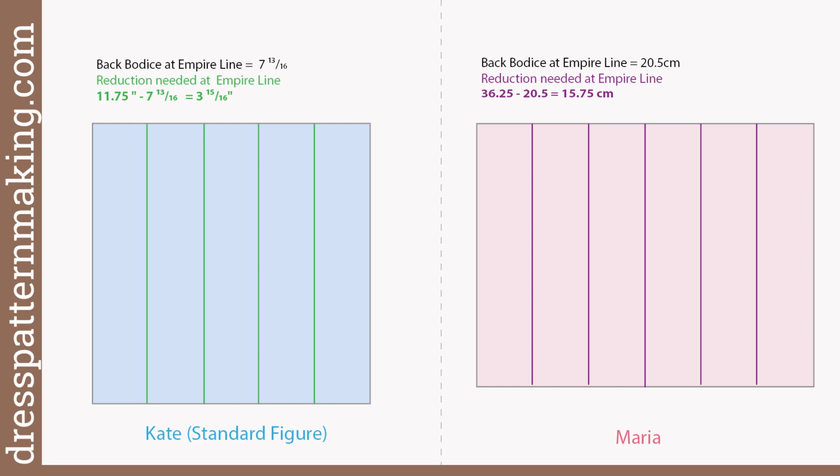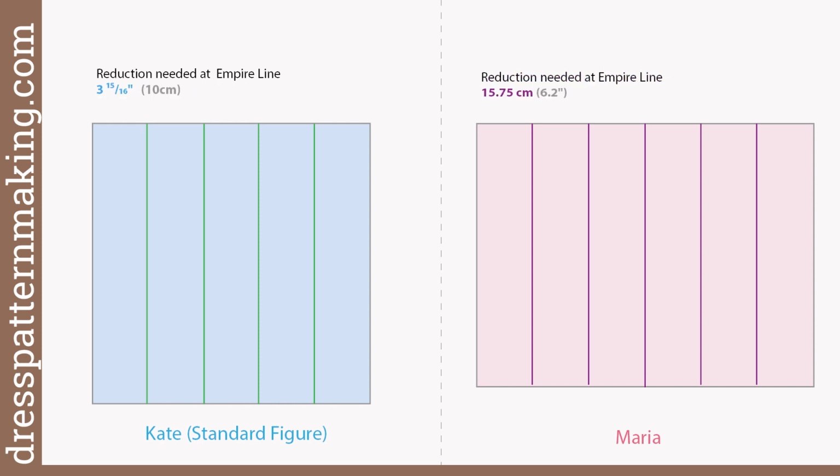My back bodice pieces add up to 20.5 centimetres. The width of my rectangle is 36.25 centimetres. 36.25 minus 20.5 leaves 15.75 centimetres. That's how much I need the top of my rectangle to be reduced. So a summary, Kate needs a reduction of 3 15/16 of an inch. I need a reduction of 15.75 centimetres.